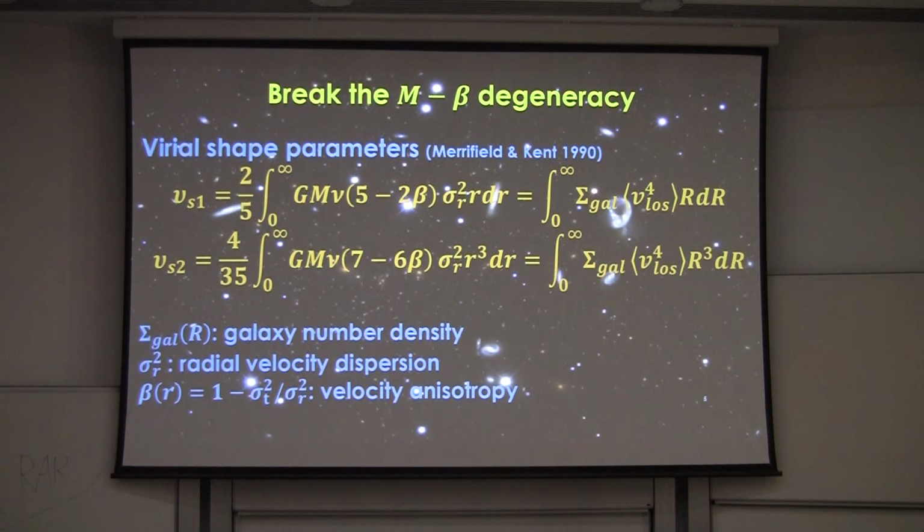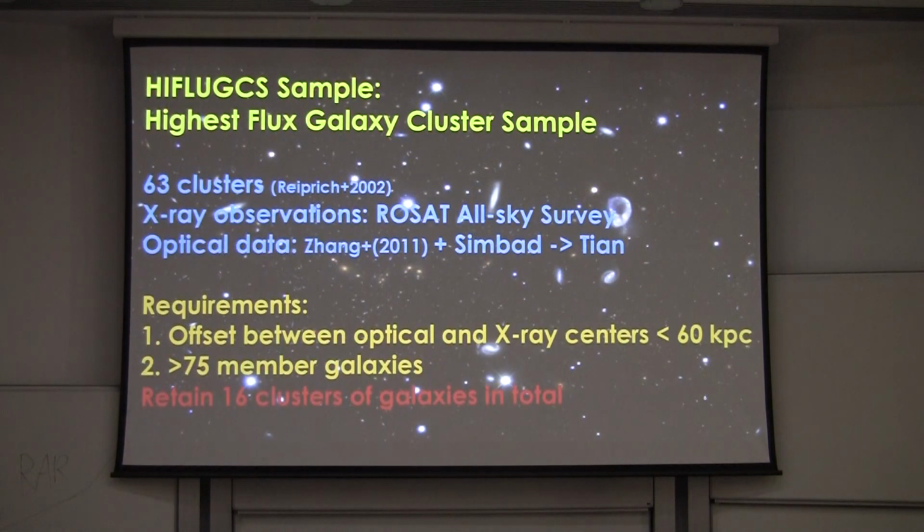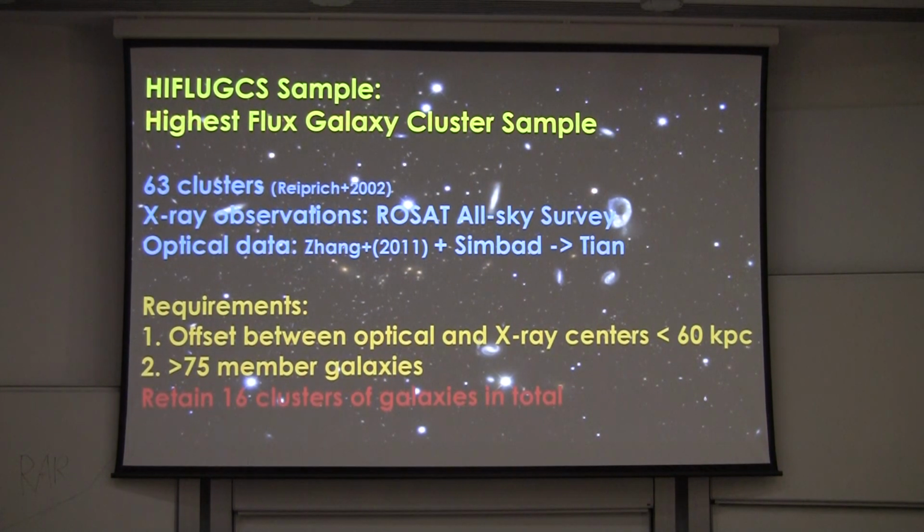Remind you again, these are the parameters we use: the surface galaxy number density and the radial velocity dispersion. This is the data we use. We introduced the approach, and this is the data we have used, called the HIFLUGCS galaxy cluster sample, initially compiled by Thomas Reiprich and Hans Böhringer, which includes 63 clusters. The X-ray observation was done by the ROSAT survey, and the optical data has been collected for decades. The data I'm using was collected by many people, so I cannot mention one reference. You can look at Yun Tian's paper, which has a very long list of references for the data.